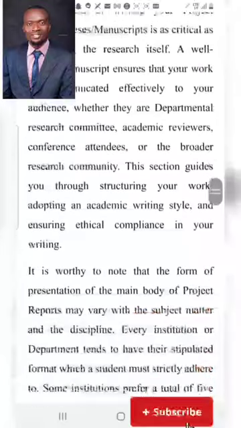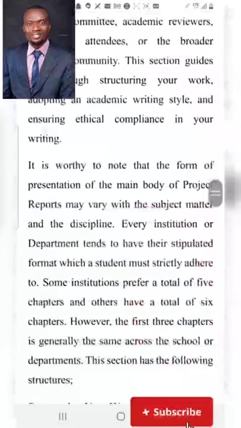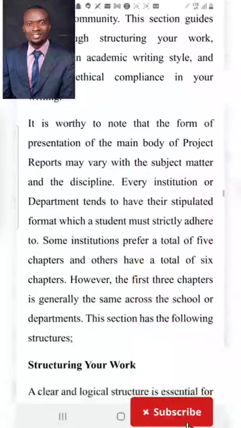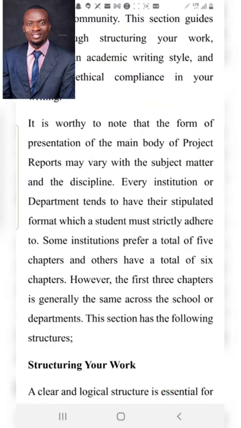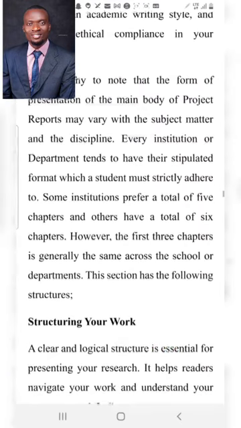Departments or schools usually have little variation, and what I'm covering here would be maybe 80% to 85% of the standard. So you can imagine the little, just 10% or 5%, that might be the variation by your institution. If you do not follow it, of course, you are not in line. So you have to consult your department to see if they have little variations which you must adhere to. Some institutions prefer a total of 5 chapters, and others have a total of 6 chapters. However, the first 3 chapters are generally the same across schools and departments globally.